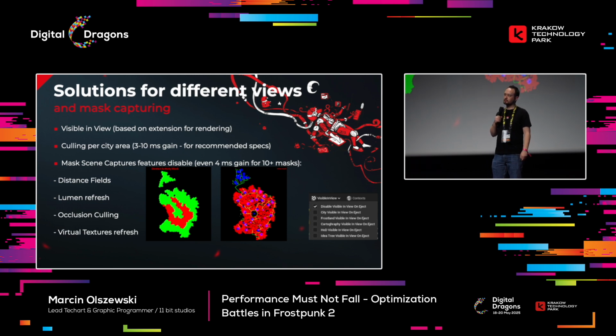And it gives quite a high performance boost later, because this is merged also with culling per city area. As I said, we have 4 cities, and each city can have, for example, 1,000 buildings, and these buildings can have multiple meshes, multiple people, and so on. So we had to make our custom culling.